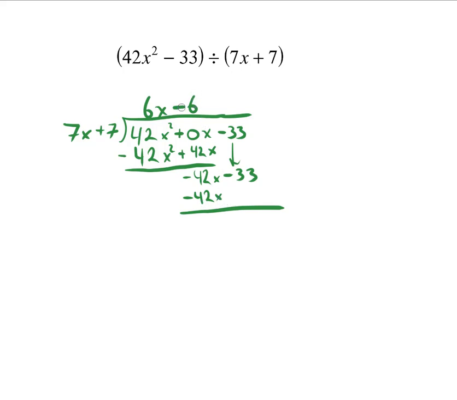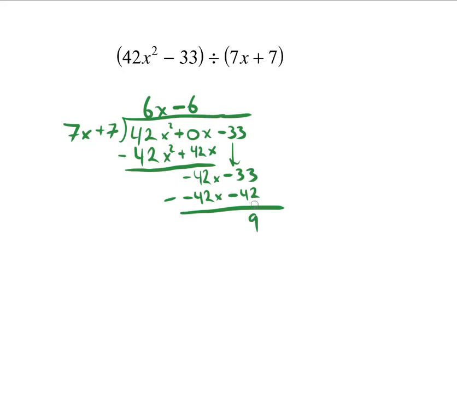But I also have to multiply that negative 6 times 7. So that's going to be negative 42. Now I have negative 42x minus, sorry, this is minus a negative 42x is going to cancel out. Negative 33 minus a negative 42, though, is actually going to be negative 33 plus 42. So that's actually going to give me 9 as a remainder, right? It's going to give me 9 as a remainder.